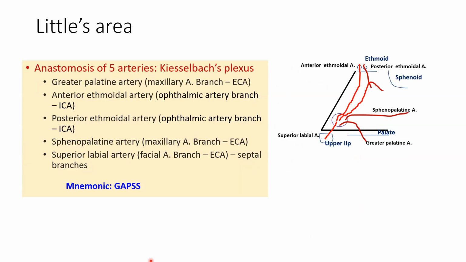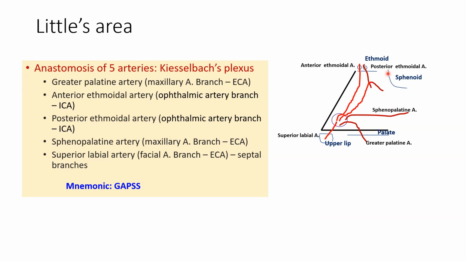Now let us see the arteries that are taking part in the Kesselbach's plexus. In the Little's area, they are the greater palatine artery, which is a branch of the maxillary artery, and anterior ethmoidal artery, which is a branch of ophthalmic artery. The posterior ethmoidal artery, which is also a branch of ophthalmic artery. The sphenopalatine artery, a branch of maxillary artery, and the superior labial artery, which is a branch of facial artery.